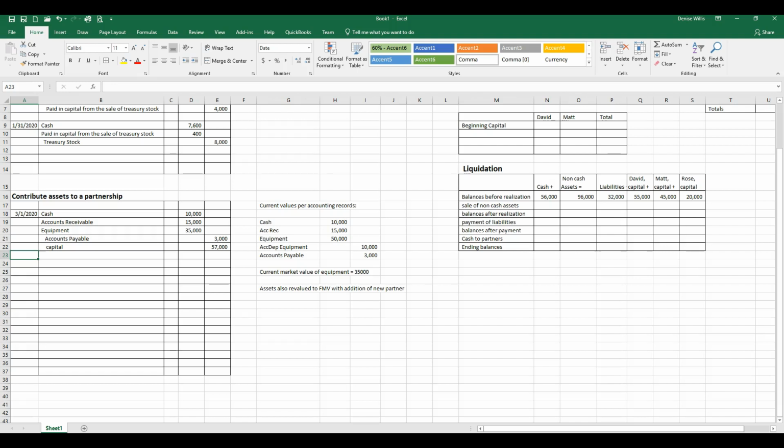Now I went ahead and made another note down here. This was for an original investment into a partnership. It does not matter if it's the original investment or if you're adding a new partner after it's already existing. You would still have to mark all of your assets back up to fair market value before you added this new partner also. So if you have a new partner coming in, find out what the new value of the equipment is. Go ahead and mark up that equipment. If it's land, mark up the value of the land. If it goes down, mark it down.